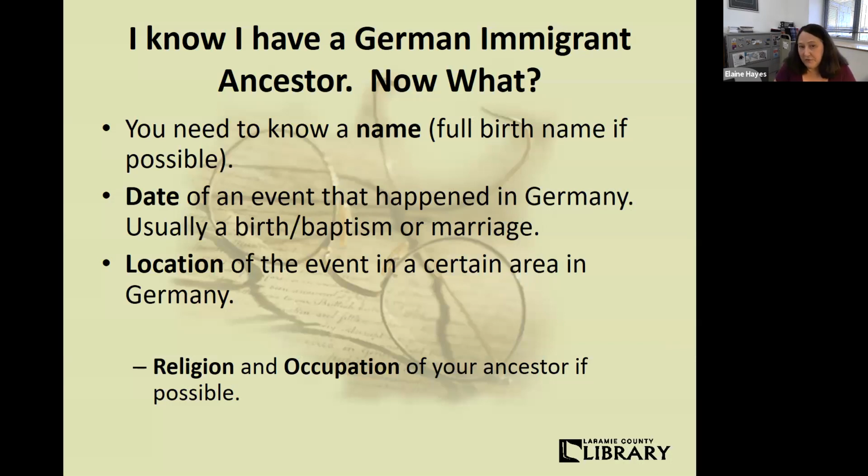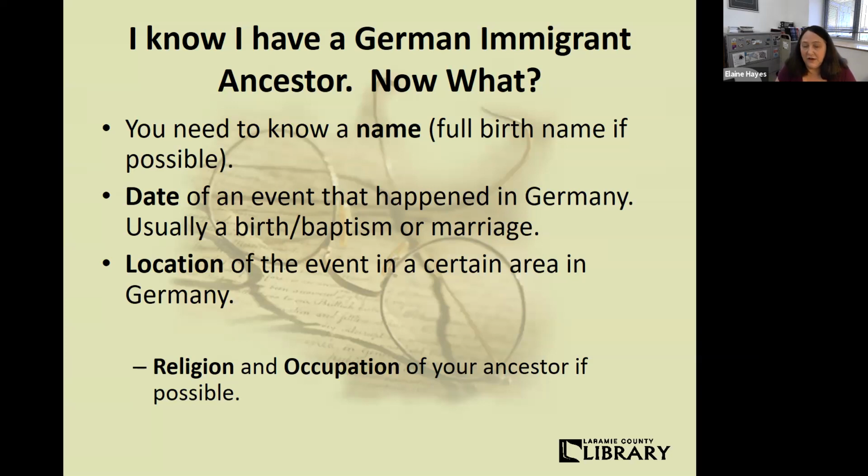But now that you know that you have a German immigrant ancestor, now what? If you're going to try to do research in Germany, you'll need to know at least a full name, full birth name if possible, of the person that was born in Germany, the date of an event that happened in Germany, and this would usually be either a birth, baptism, or a marriage. And a guess is great. If you have a guess at it, I'll show you an example of that too.